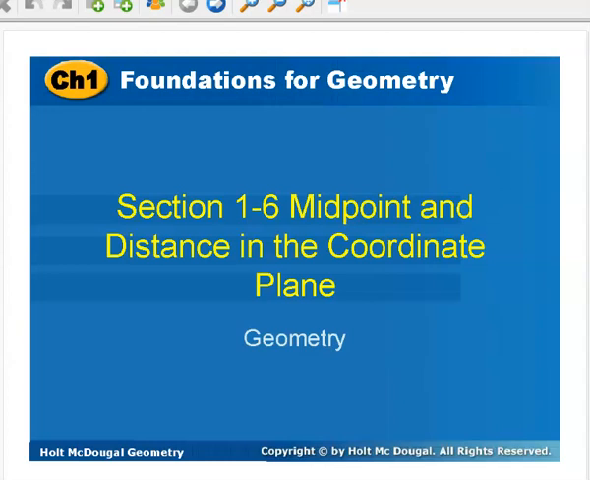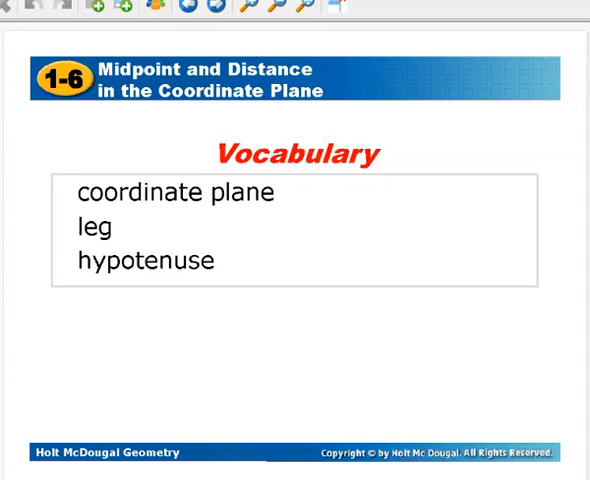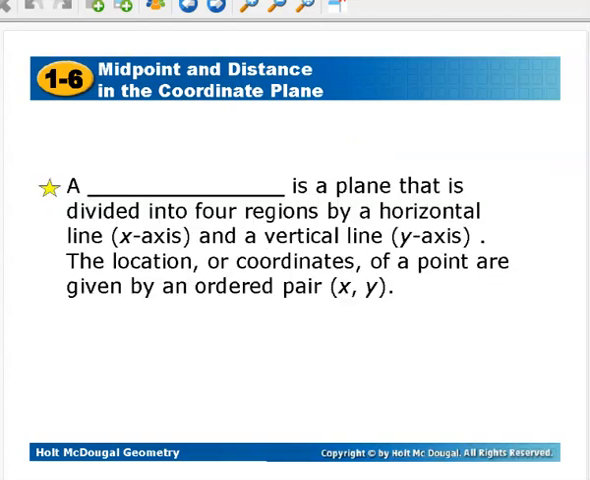Okay, so our last section for this chapter in geometry, section 1.6, we're going to work on midpoint and distance in the coordinate plane. So objectives, we're going to apply the formula for midpoint. We're also going to use the distance formula, which is actually an application of the Pythagorean theorem to find the distance between 2 points. So vocabulary for today: coordinate plane, leg, and hypotenuse. Not a big list today. So let's just jump right in.